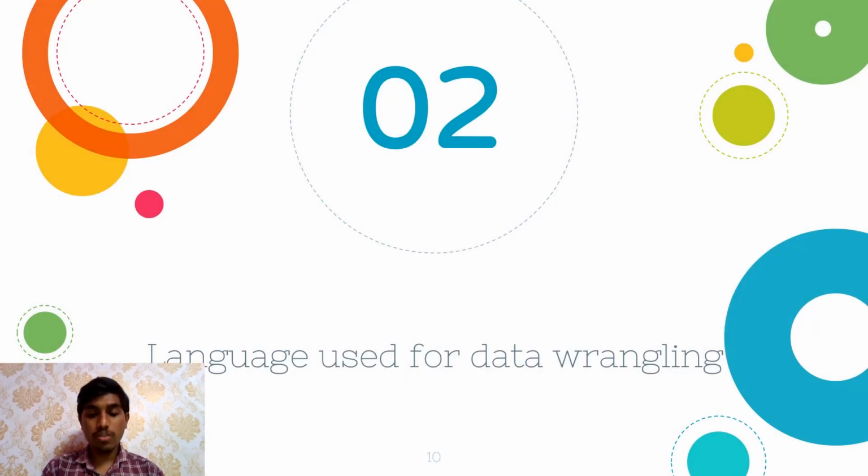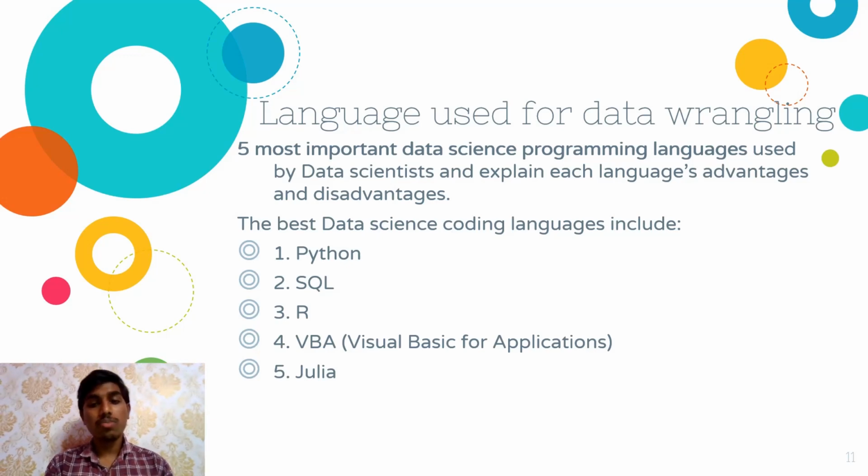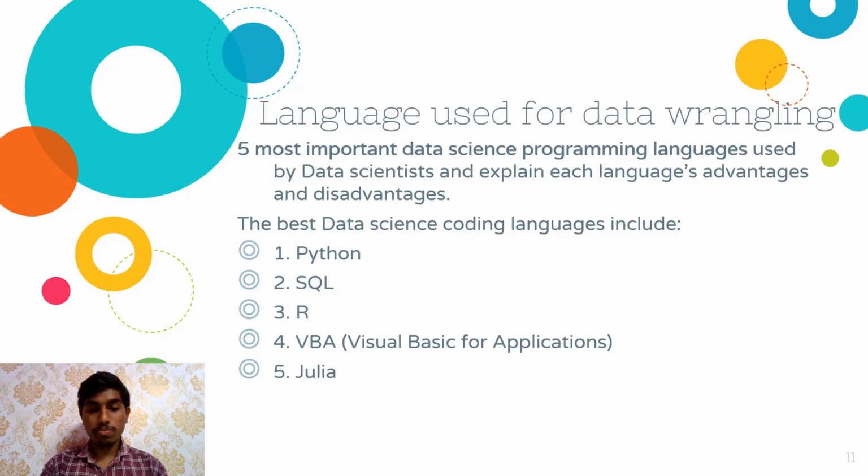Language used for data wrangling. So, 5 most important data science programming languages are used by the data scientists, and we explain each language's advantages and disadvantages. The best data science coding languages include Python, SQL, R, VBA, which stands for Visual Basic for Applications, and Julia.